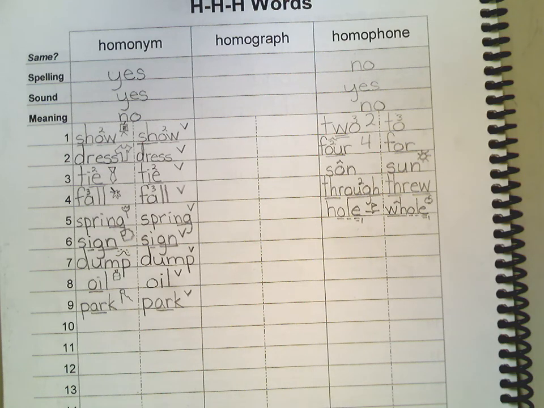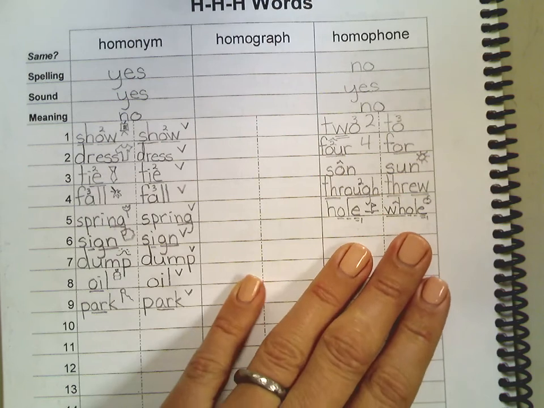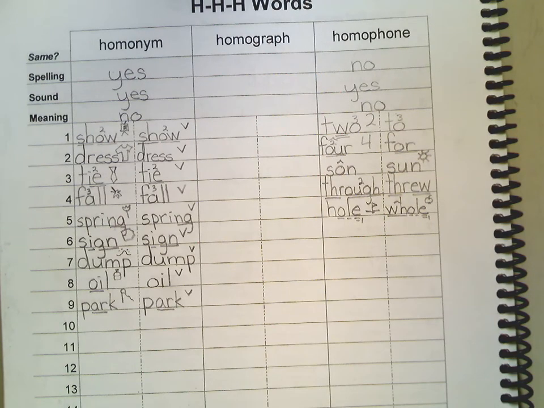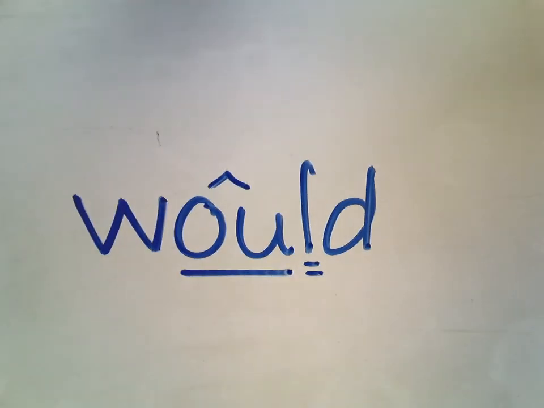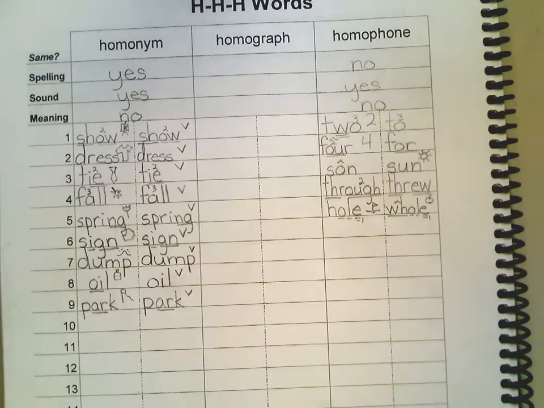All right, I should have told you that one I would probably do on your practice paper first, as that one is a two-way word in two different ways. Okay, let's go ahead and check. See if you got that one right. So this one, when we're talking, we say would, but to spell it, we say wowled. Okay. So those were our homophones.